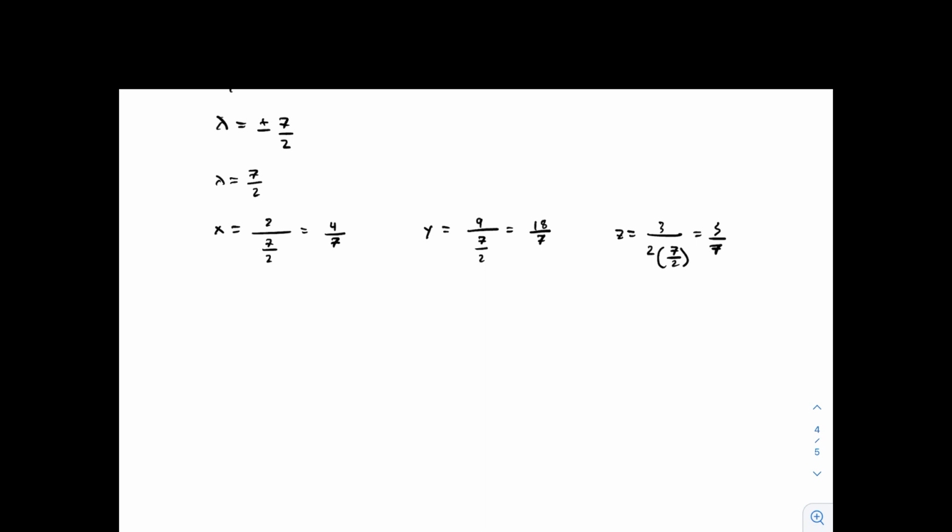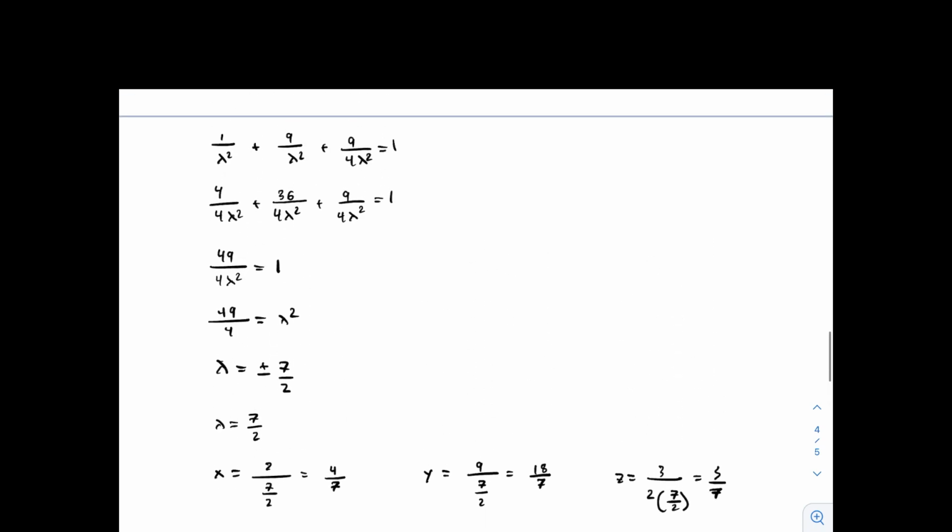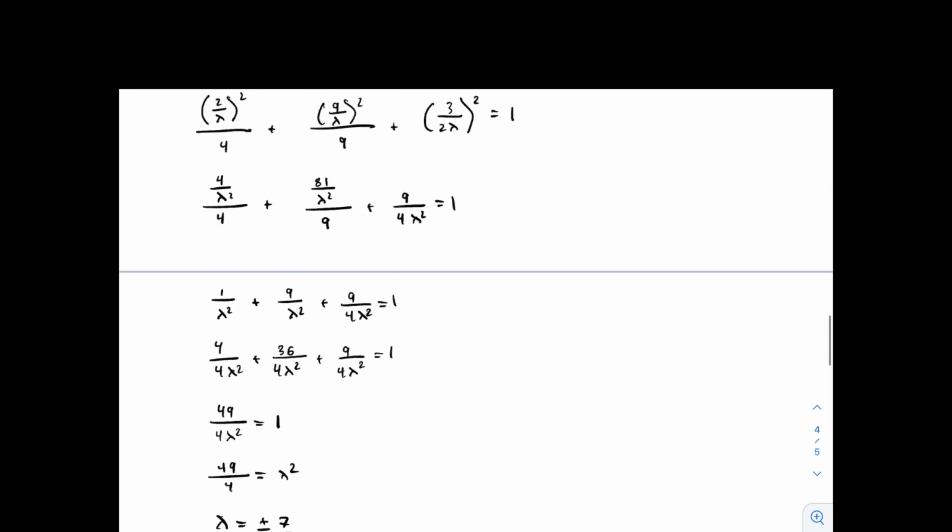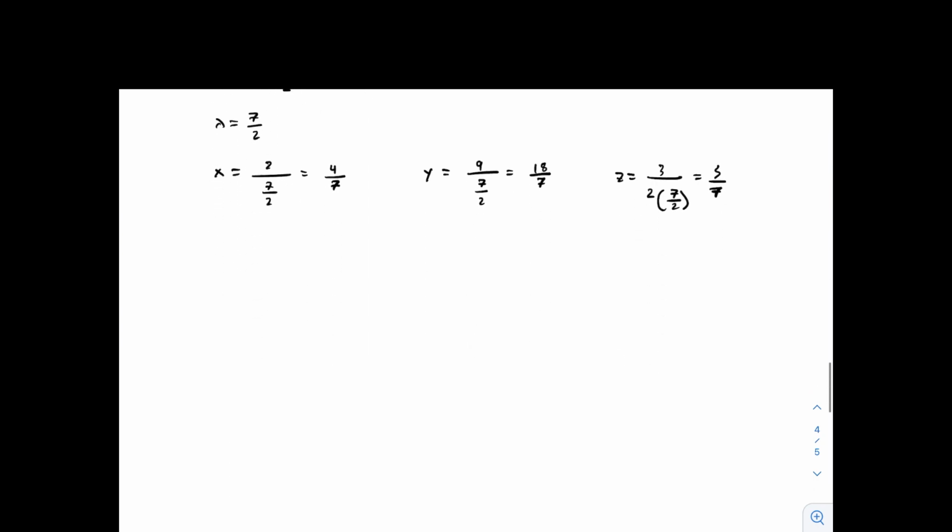Then, referring to what we did in our prior video, we can figure out the Hessian matrix for our function f. That's the formal method of doing things. We're going to take a slightly informal method here because ultimately the formal method is very, very long and very, very annoying. But if lambda equals negative 7 halves, then x will be negative 4 over 7, y will be negative 18 over 7, and z will be negative 3 over 7.